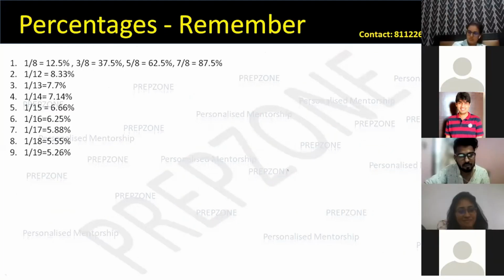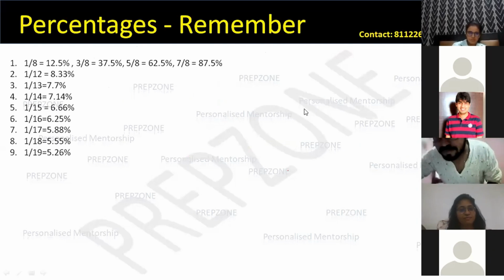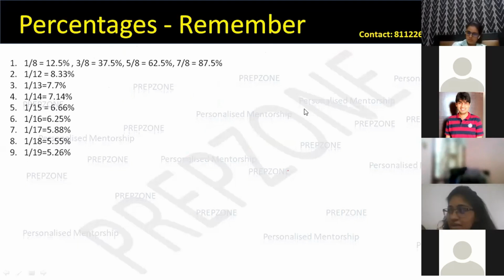This helps. These are the important ones to be remembered. At least these ones are important. Of course, other fractions like 5 by 24 are also equally important. But some important numbers. Now let's see, everyone, come on.